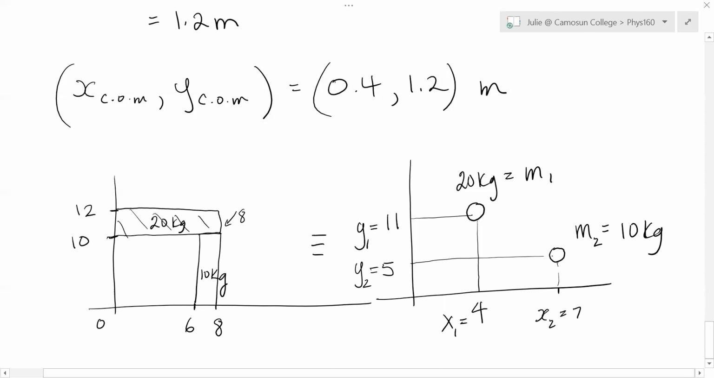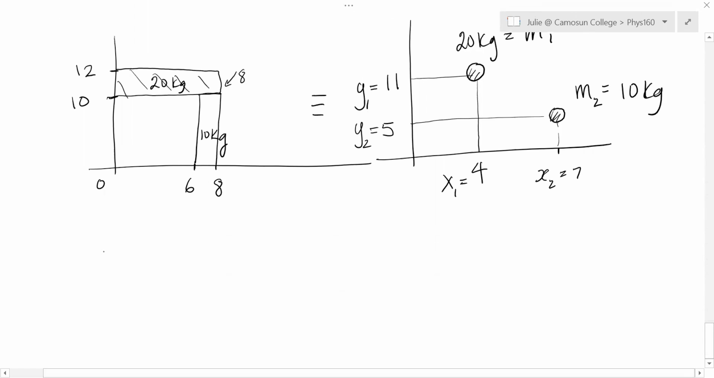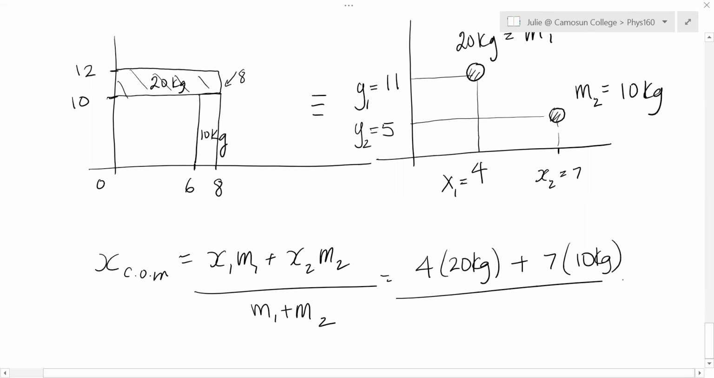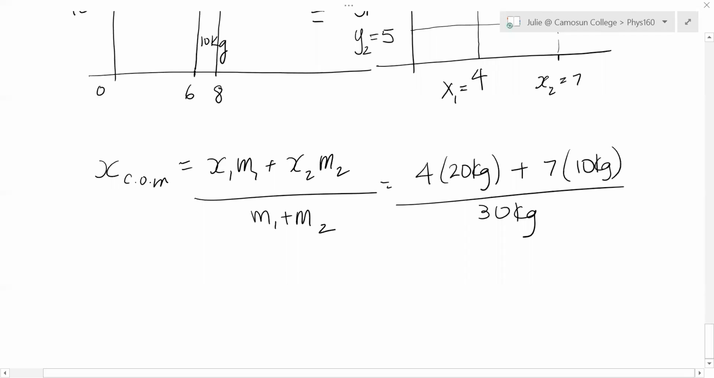Now we just do what we did in the last question. We've got 2 points and we need to find where their center of mass is. So we use the formula. The X center of mass would be X1, M1, X2. Doesn't matter what order you do those in, M1 or X1 first, but you still have to add both of them together. Okay, so X1 is 4. M1 is 20 kilograms. X2 is 7. M2 is 10 kilograms. And together they're 30 kilograms. So 80 plus 70 is 150 right there. So this must be 5.